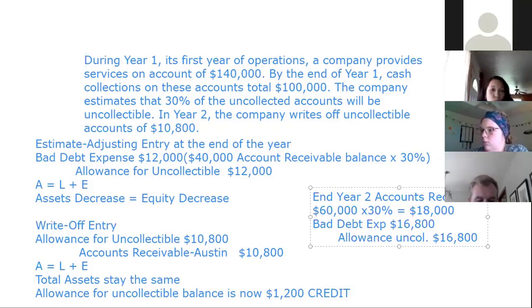The credit balance means there was some left over from last time. Like I make an estimate and then I only used up 10,800 off Austin's account. So I had some left over last time, so I don't have to make as big of an entry next time. But a debit balance would mean I didn't put enough in last year, so I'm going to have to make a bigger entry the next year. So debit means I would have to add it to the calculation. A credit balance means you would have to subtract it.